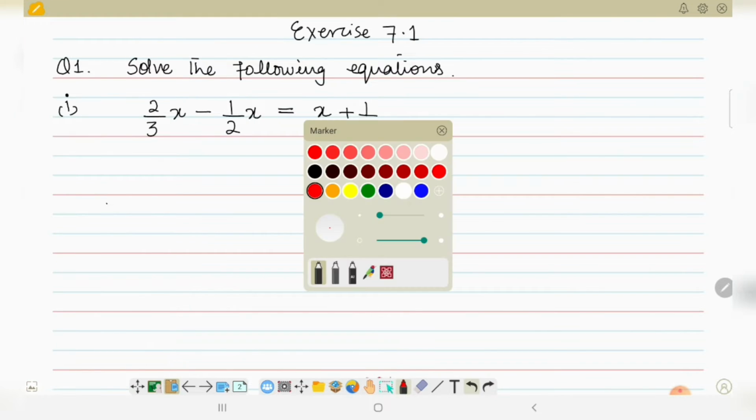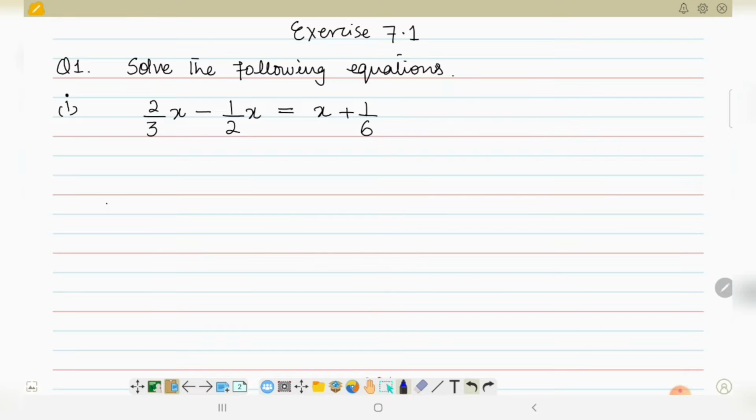So here if you see, this is a linear equation in one unknown variable which is x, and here the power of x is 1, so this is a linear equation. Let's solve this equation. For solving the equation, we have to find out the value of x. When we have fractions in the equation, we are going to remove the denominators. And how are we going to remove the denominators? We multiply the whole equation by the LCM.